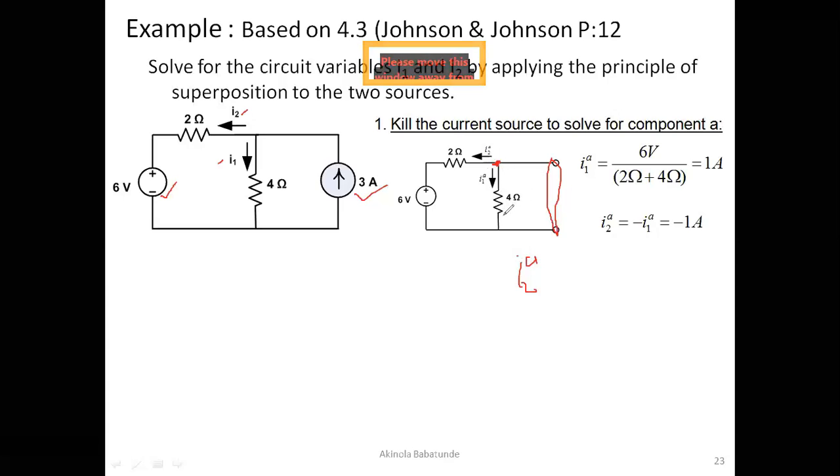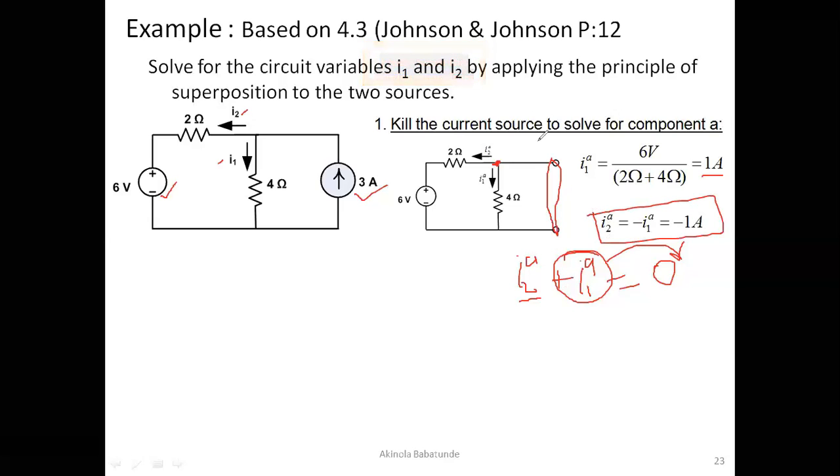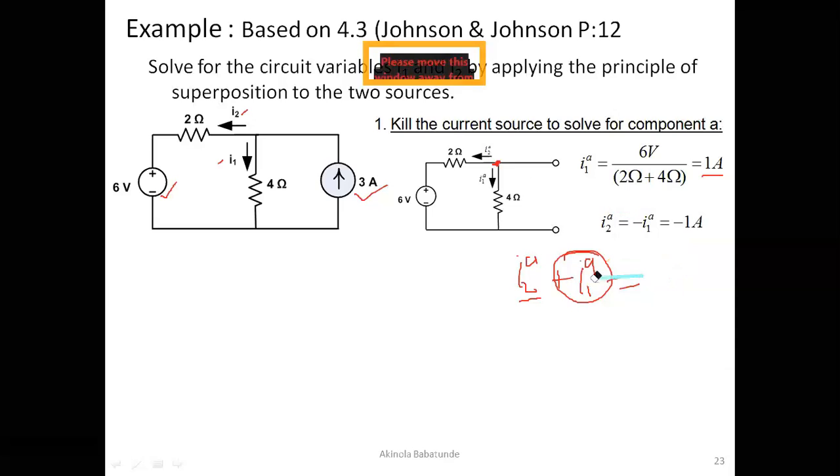The current leaving the node right below, going through 4 ohms, will be I1A. So this becomes plus I1A, because both currents are leaving, and when they are leaving it's positive. Adding both of those currents together will give us 0. So if we know I1A to be 1 ampere, it means I2A will be negative 1 ampere. So our I2A will certainly be equal to minus 1 ampere. We know I1A to be 1 ampere and I2A to be minus 1 ampere, and we got that by killing the current source.